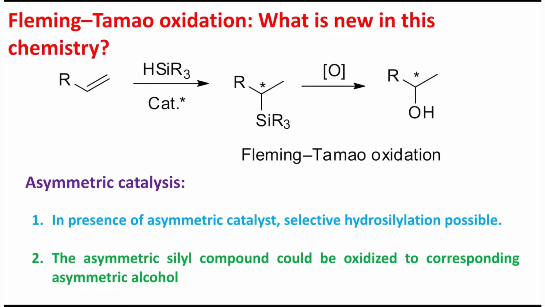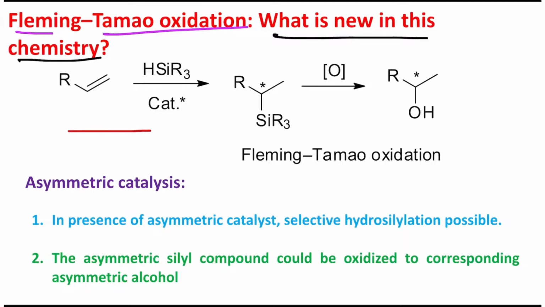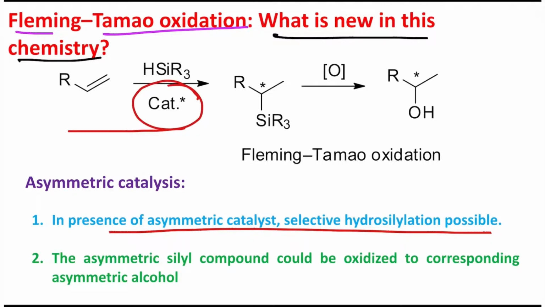Now let's go back to the main topic, that is Fleming Tamao oxidation. In some places you can say Tamao Fleming oxidation. These two are actually the names of two scientists. Now what is new in this chemistry? Here first you may consider this alkene could be asymmetrically silylated by a hydrosilylation procedure, and this catalyst is asymmetric catalysis. So one side hydrogen addition and another side silicon addition. In this way this is the hydrosilylated product and this is the asymmetric center.